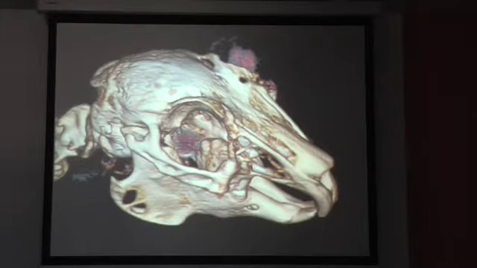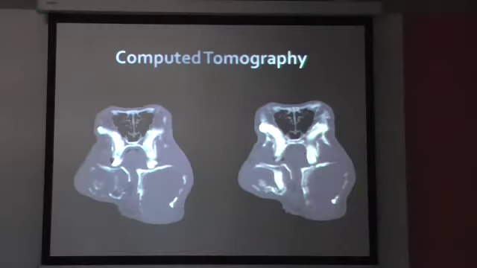You could even assess the alveolar bulla a little bit, but it's not as diagnostic as axial slices. You could also assess the apical parts of the cheek teeth.